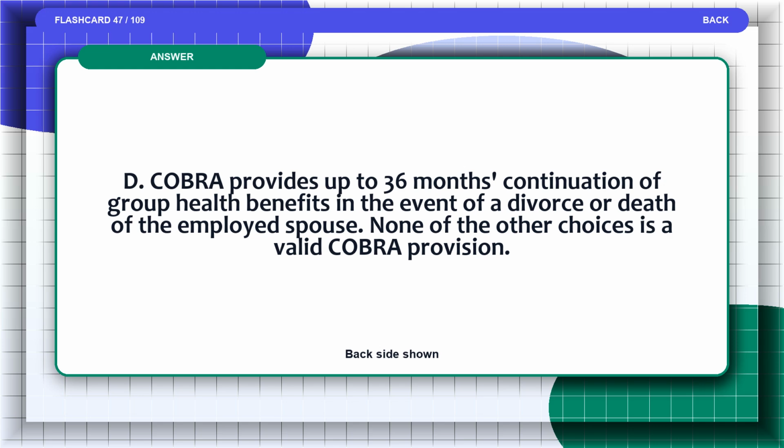The answer is D. COBRA provides up to 36 months continuation of group health benefits in the event of a divorce or death of the employed spouse. None of the other choices is a valid COBRA provision.